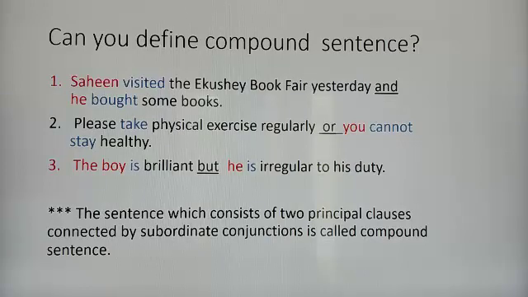So look at the use of conjunction and the clauses. There are two clauses in every sentence. We call them principal clauses. For example, Shaheen visited Ekushe book fair, independent clause, principal clause. He bought some books, principal clause. Two principal clauses are connected by the conjunction and. Similarly, please take physical exercise regularly, principal clause. You cannot stay healthy, principal clause. So you see two principal clauses and one conjunction. Altogether we call it a compound sentence.